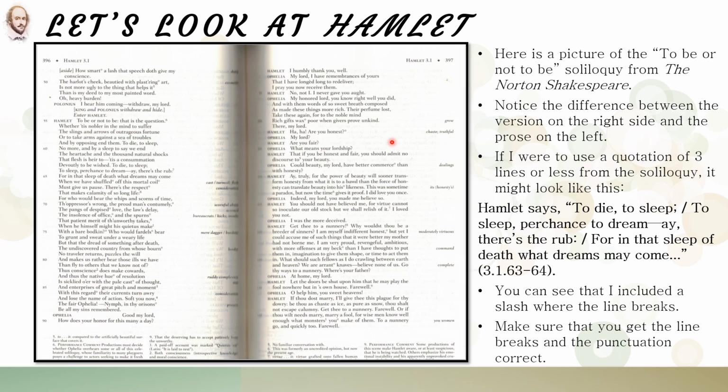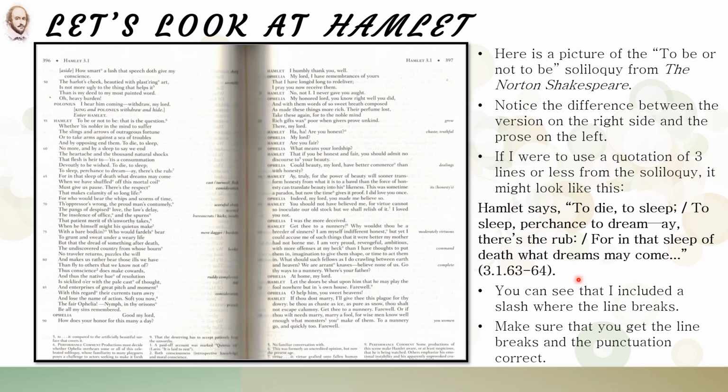But if we look at page 397, we can see here right after Ophelia says, "What means your lordship?" that the text shifts and starts to go all the way to the margin. So we have this nice clean right-hand margin line. This indicates a shift to prose. The rules for citing quotations are different between citing verse or poetry and citing prose, so you need to make sure that you know the difference between the two and that you can identify it in the passage that you are using.